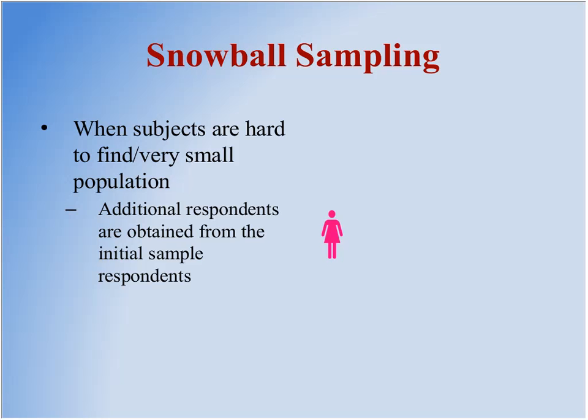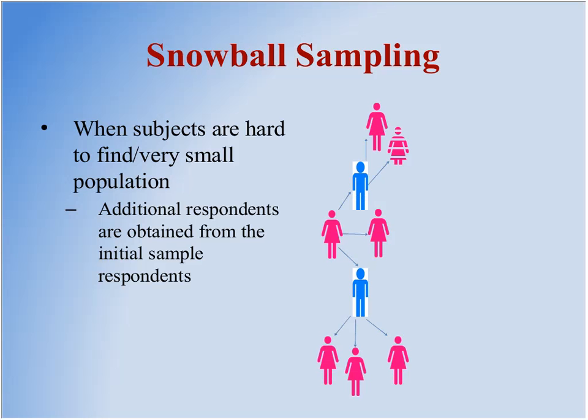Here you would recruit one person and give them, for example, 3 cards to hand out to 3 people who fit the study's sampling interest. If each one of them returns for an interview, they will each then be given 3 more cards to hand to people that they know, again, who fit the criteria. And it continues so on and so forth.